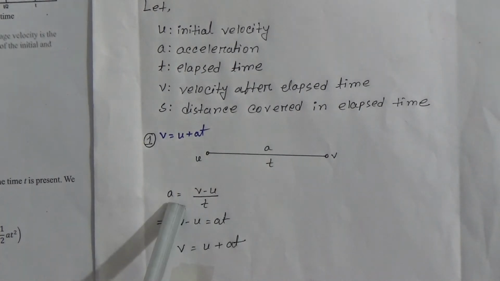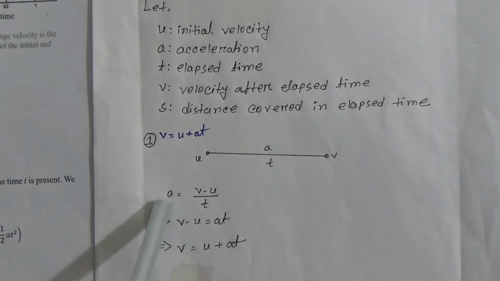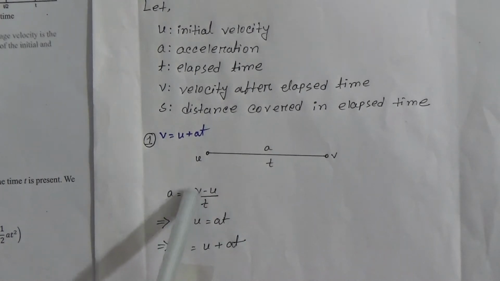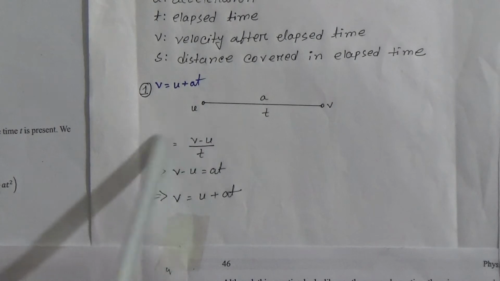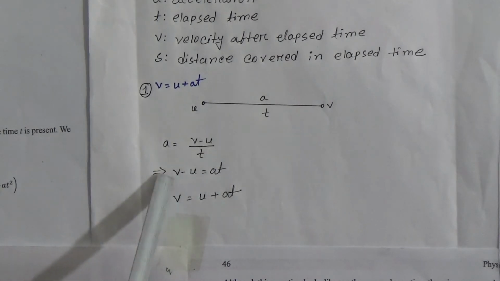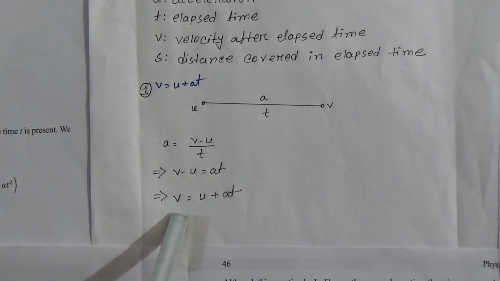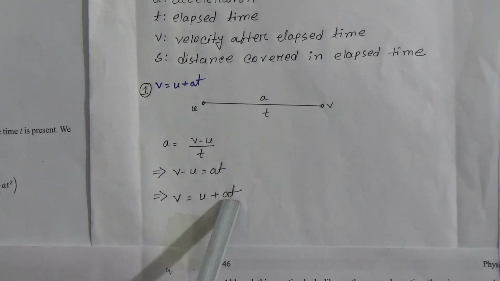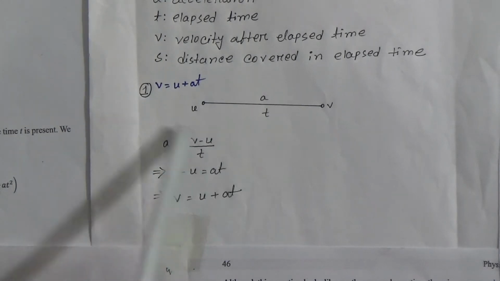Now from the definition of acceleration we can write a equals (v minus u) by t. This is the definition of acceleration. Now we cross multiply, then we get v minus u equals at, and finally v equals u plus at. This is the first equation of motion.